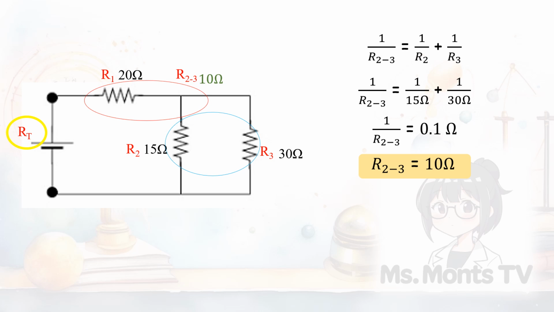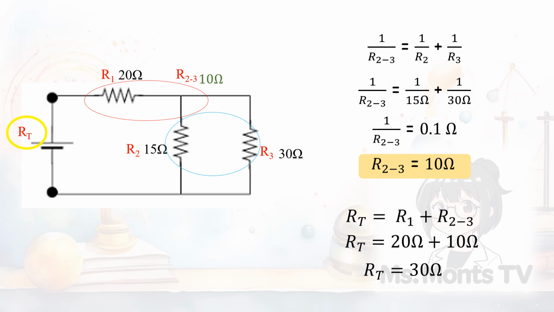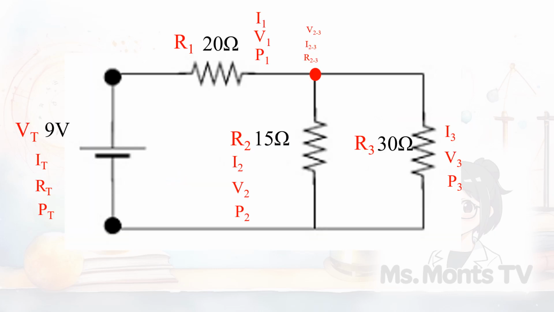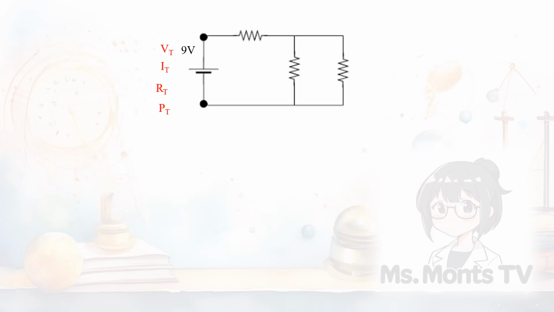Now, R1 and R23, as you remember, are in series. So it means you have to add them. R1 plus R23 equals 30 ohms. So the total resistance is 30 ohms. So now we have the total resistance. Next, we get the total current and the total power.